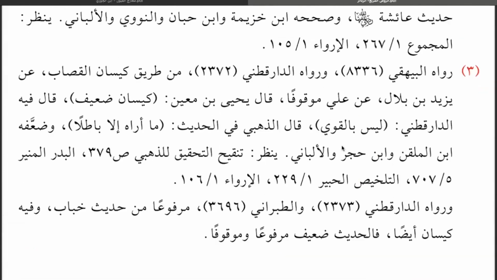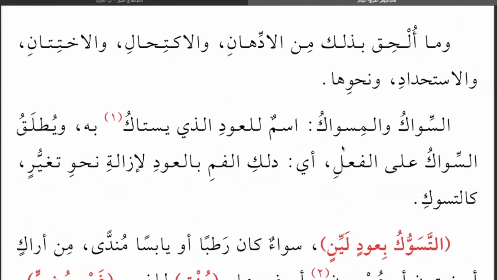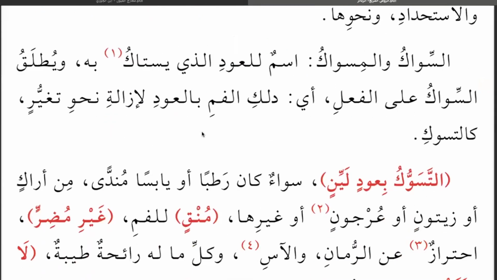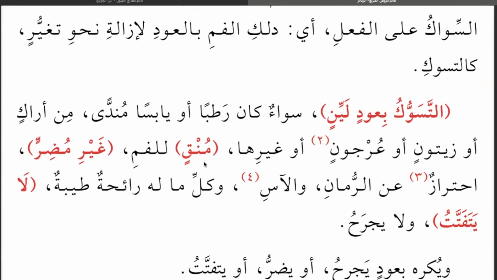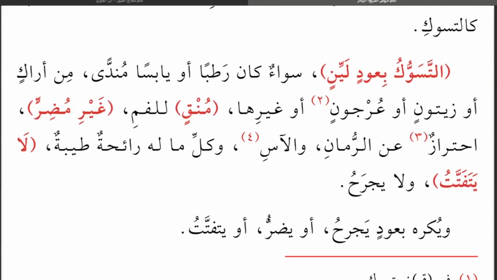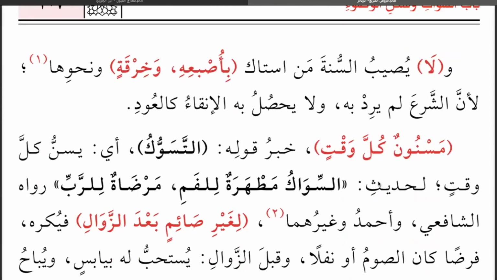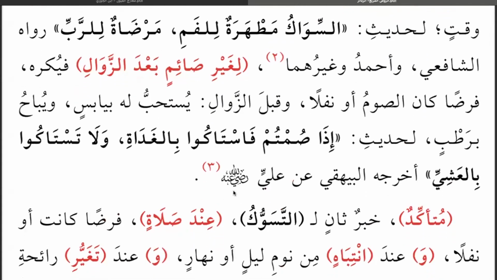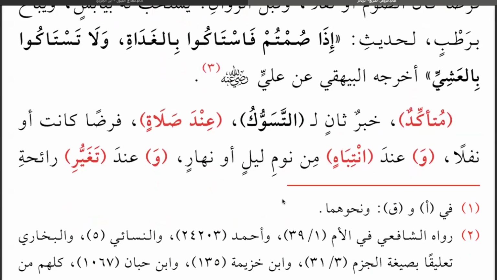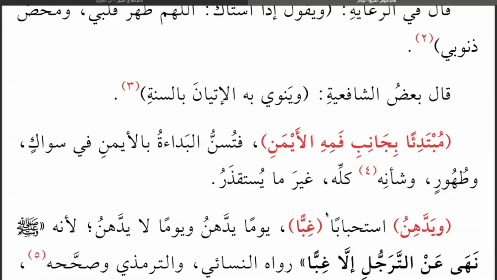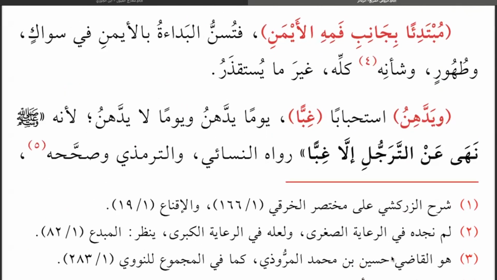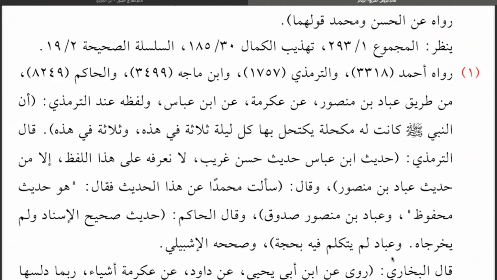We'll stop here, inshallah. So going back to the Zad al-Mustaqni to make sure that we read it correctly. باب السواك وسنن الوضوء. التسوك بعود لين منق غير مضر لا يتفتت لا بأصبعه وخرقة مسنون كل وقت لغير صائم بعد الزوال متأكد عند صلاة وانتباه وتغير فم. ويستاك عرضا مبتدئا بجانب فمه الأيمن. ويدهن غبا ويكتحل وترا.